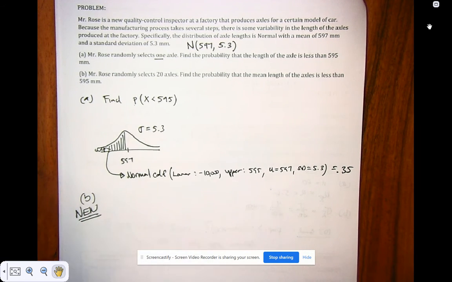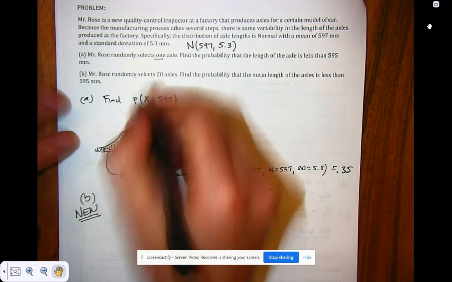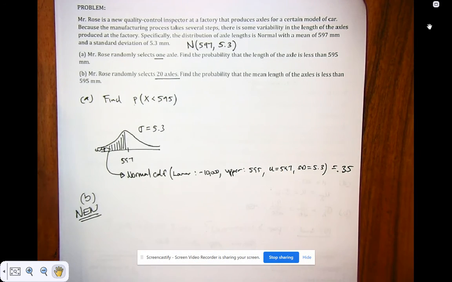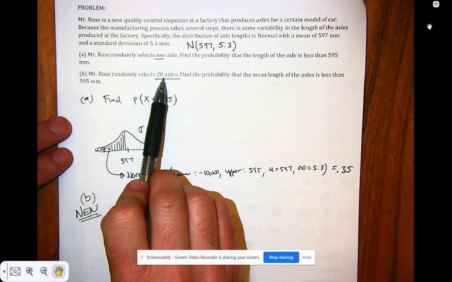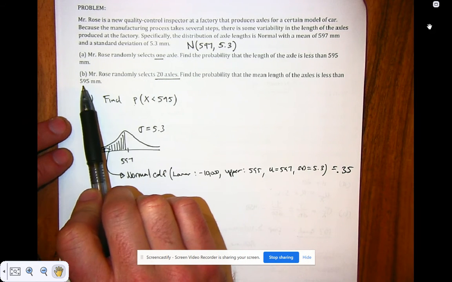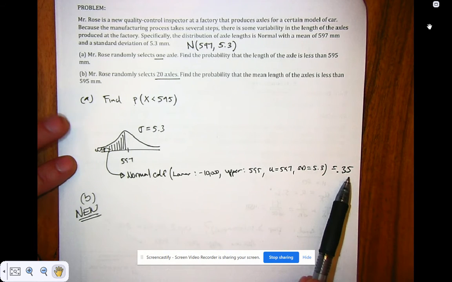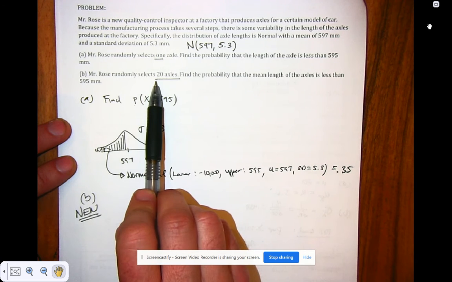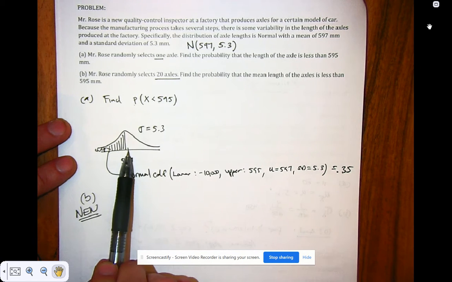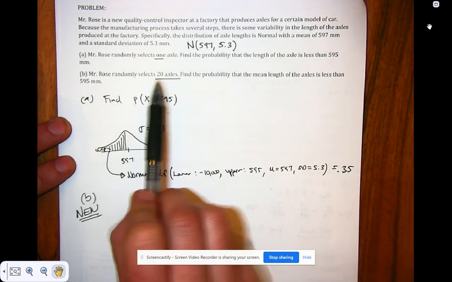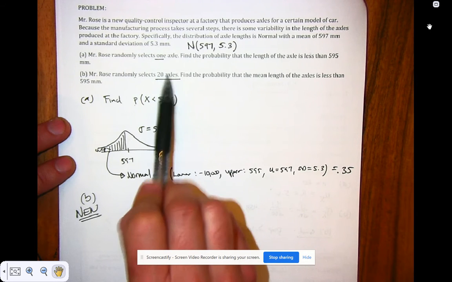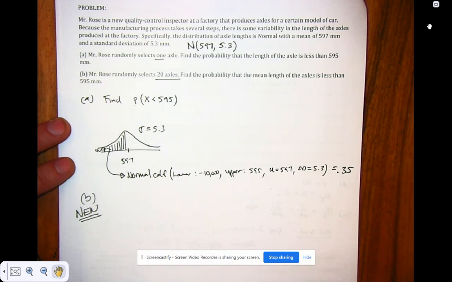So this is new. This is very new. Now look at what B says. You're going to randomly select 20 axles, right? Find the probability that the average length of all 20 of those axles is less than 595. So you pick one out, the probability is 0.35. Now pick 20. If they average 597, I'm feeling like it's going to be less likely that the average of all 20 of those is less than 595.